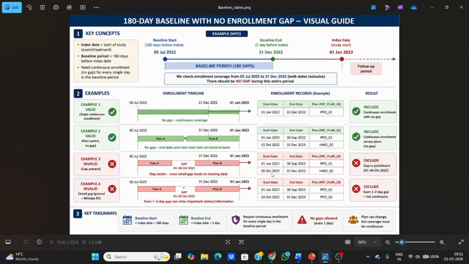patient will not be considered for a study because we miss something here. If an admission happened during that period of time, then we'll not really capture that data.